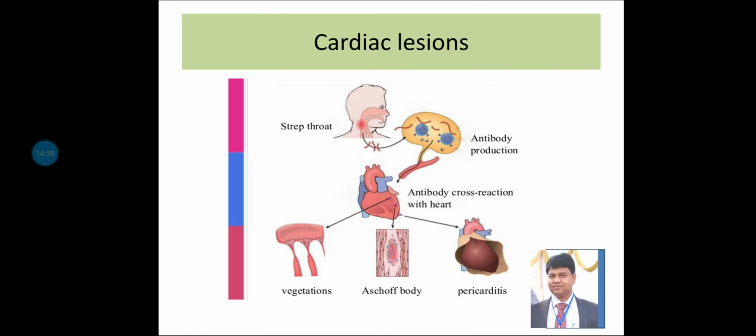Now coming to the cardiac lesions. These cardiac lesions are very important, and they produce lesions in the endocardium, the myocardium and the pericardium. So they can cause endocarditis, myocarditis and pericarditis. The whole of the three layers are involved, and so the involvement is of the pancarditis type.